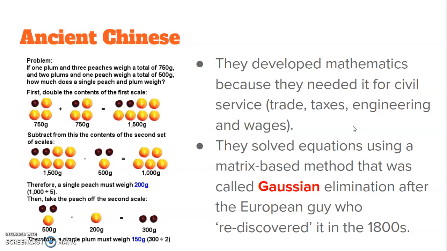They also developed mathematics because they needed it for civil service, and they solved equations using a matrix-based system that was called Gaussian elimination after the European guy who then discovered it in the 1800s. So they invented something thousands of years before a European guy, but the European guy gets all the credit because he discovered it and the Europeans named it after him. So if you see that name in any kind of future math studies, know that the Chinese came up with it first.